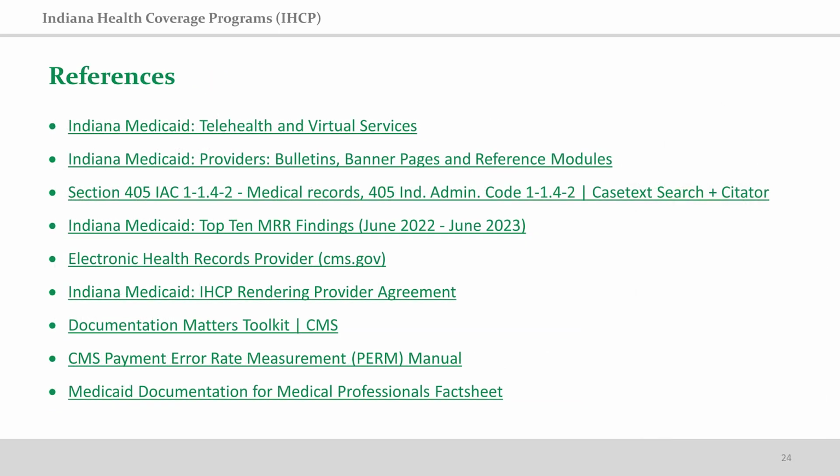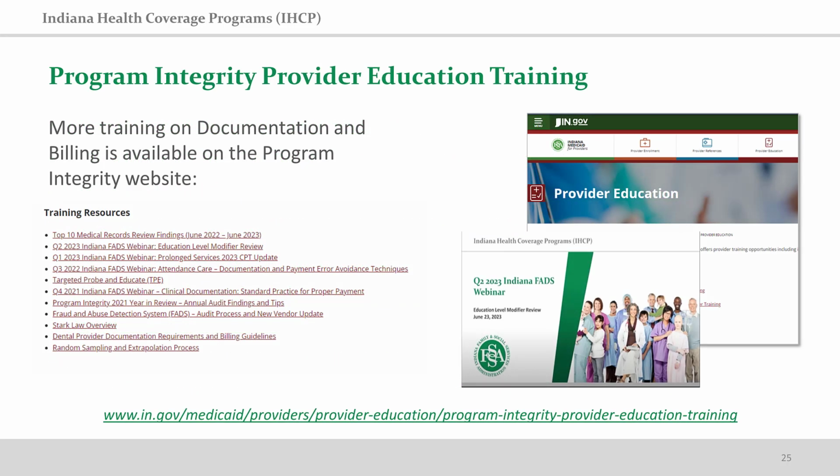On this slide, you will find additional references associated with this topic. Additional training courses are available on the Program Integrity Provider Education Training website.